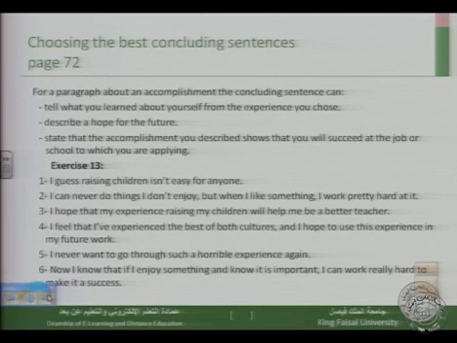To describe a hope for the future, you can, in your concluding sentence, describe your hope for the future and what your predictions are about the future, what will happen in the near future because of what you have written. And 3, state that the accomplishment you described shows that you will succeed at the job or school to which you are applying. So here, number 3, you can tell that this accomplishment, the accomplishment that you did, can help you succeed in the job or in the college you are applying to.